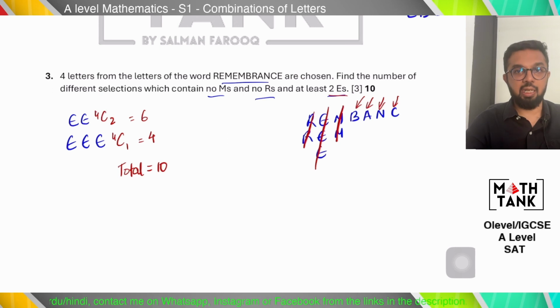Remember that all identical letters don't have choices. You need to fix them as cases and then solve. Okay.